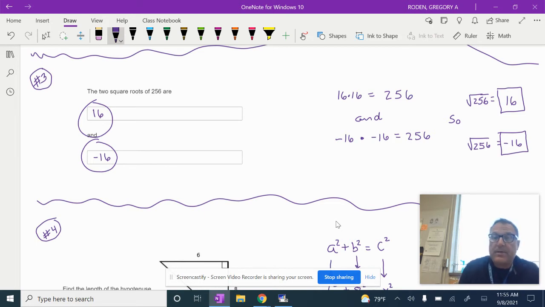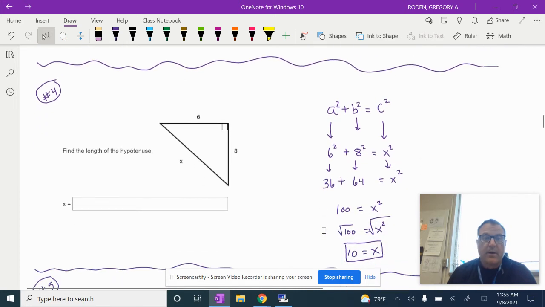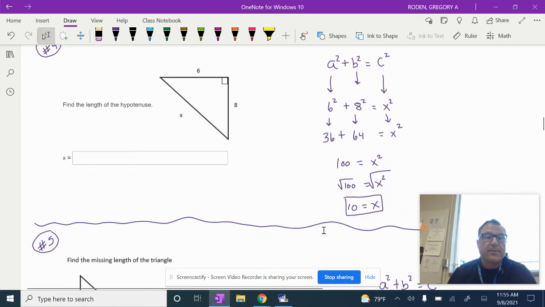Okay, so in this case, since it asks for 2, we give them positive 16 because the square root of 256 is positive 16. And then we say the square root of 256 is negative 16. So those are the 2 different answers you could have there, plus and minus 16. All right, the next one, number 4.